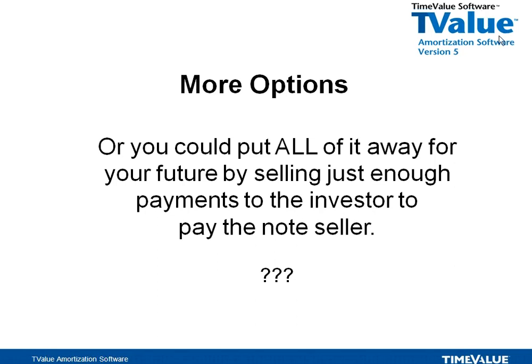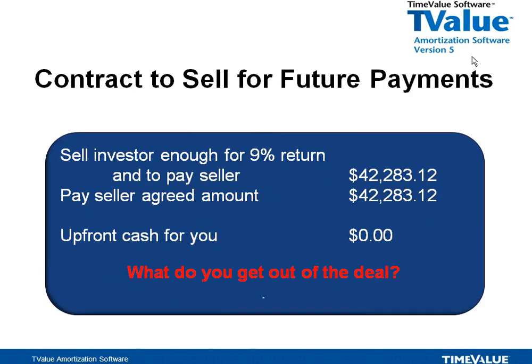So in this scenario here, sell the investor enough to get his 9% return on the $42,283. That amount is going to go directly to the seller. I get no cash up front. So, or you get no cash up front. So what do you get out of the deal?